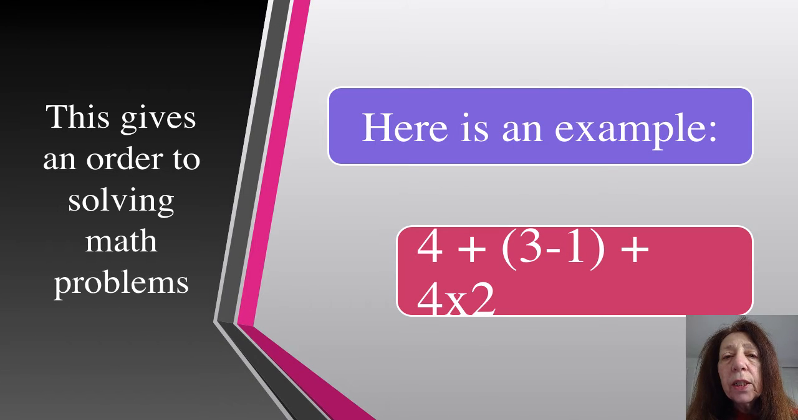The order of operation gives us order, a sequence. Why do we do what we do? And here's an example. 4 plus the quantity 3 minus 1 plus 4 times 2.